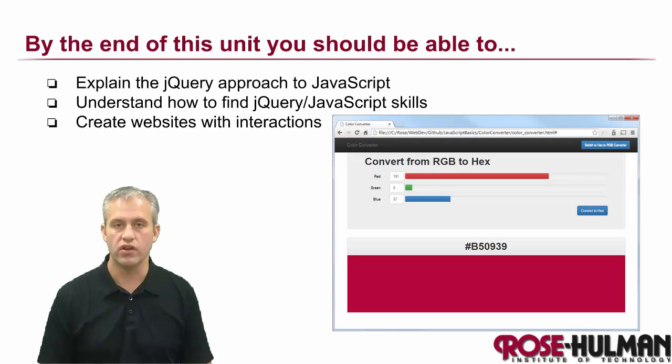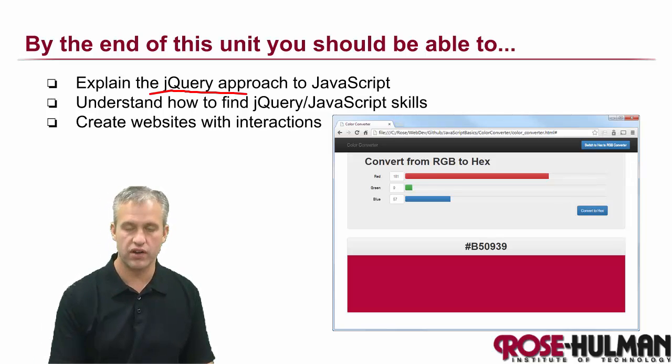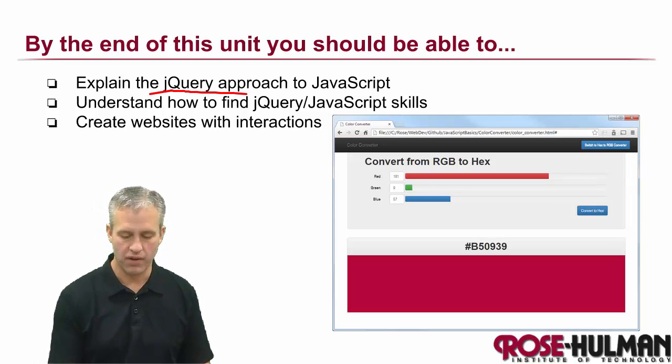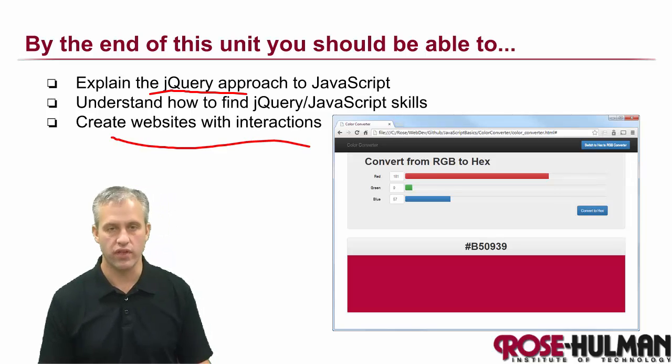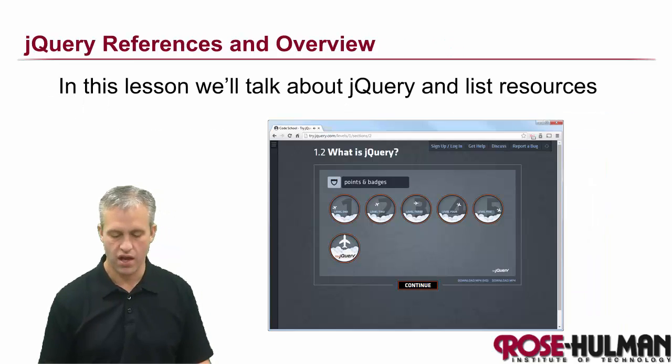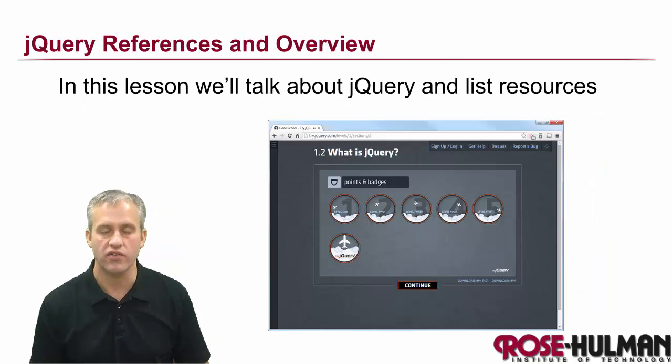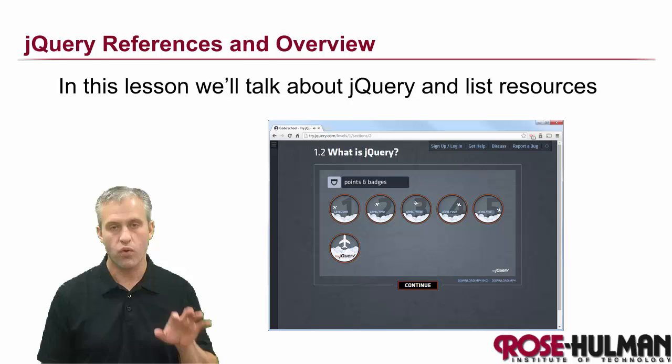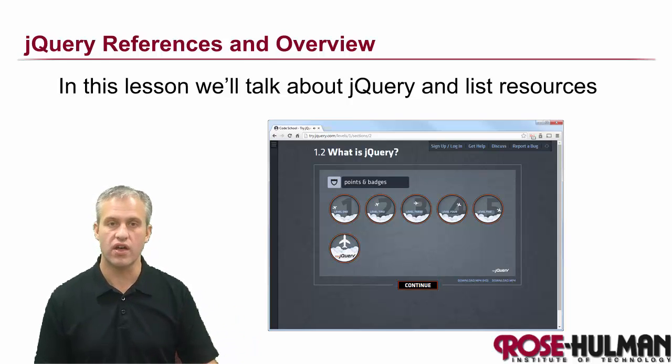So the goal for this unit is just to make sure you've got some jQuery and JavaScript skills. Make sure you can make websites with interaction. So that's the basic goal. We're going to be doing a couple of basic, getting-to-know-you JavaScript and jQuery things. We're also going to talk a lot about the references that are available to you.